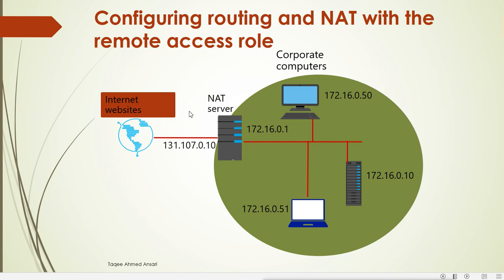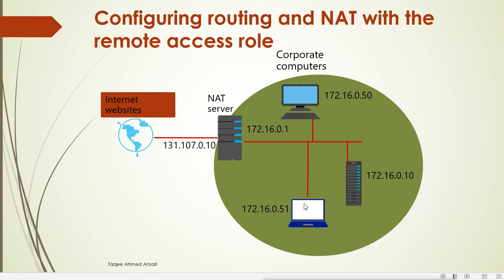So what we can do is configure our routing and remote access server to use NAT, network address translation. In one interface of our remote access server, we'll have a public IP address which is connected to the internet, and on the other interface we have the private IP address, which is connected to our local network. So what will it do? It will do the network address translation for our local private IP addresses.